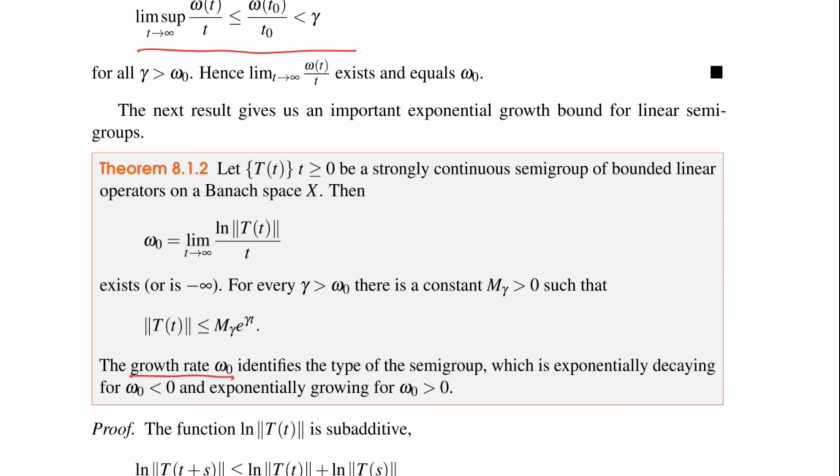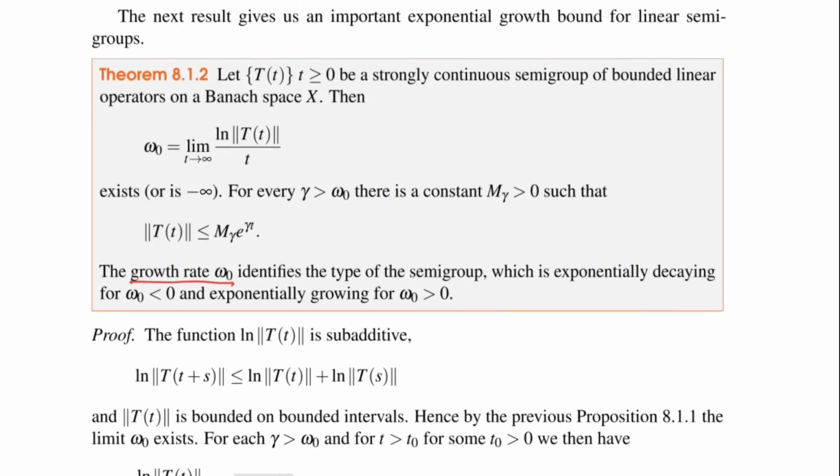So this is very similar to, again, what we do for ODEs. We might linearize on a steady state. We look at the eigenvalues. Then we have growing eigenvalues, decaying eigenvalues. So here we find a dominant eigenvalue or a dominant estimate omega 0, and the semigroup cannot grow faster than e to the omega 0 t.